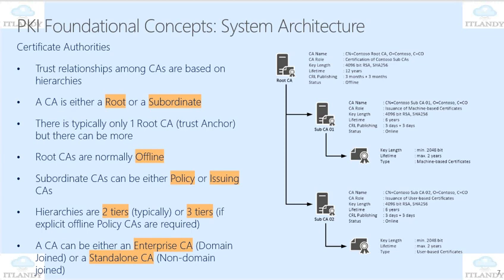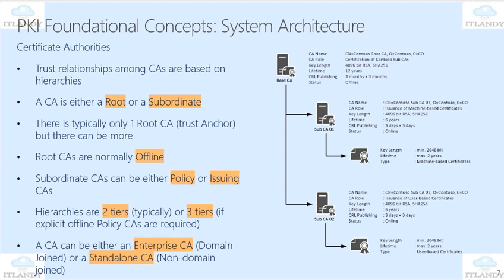Root CA are normally offline. The subordinate CA can be either policy or issuing CA. Hierarchy are 2 tiers, typically, or it could be 3 tiers, depend on your requirement, and explicit offline policy CA are required. A CA can be either ENT or enterprise CA, which is domain joined, or it could be standalone. Again, depend on your requirement. We will cover this in more details.